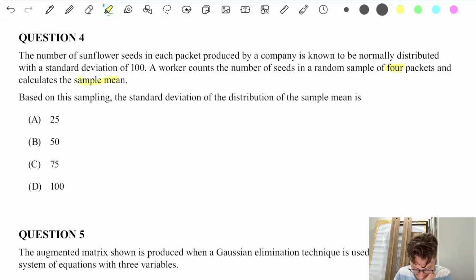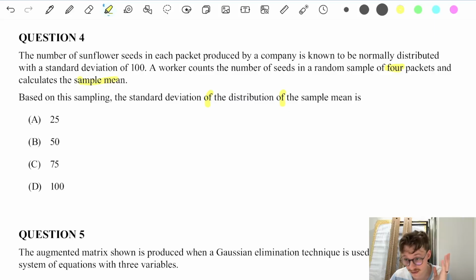Based on this sampling, the standard deviation of the distribution of the sample mean is, wow, a lot of "of"s there. Double "of"s. So this is one of the questions where having a little bit more time is really useful because it's relatively straightforward, but it's really easy to make an error. We should know a few things.